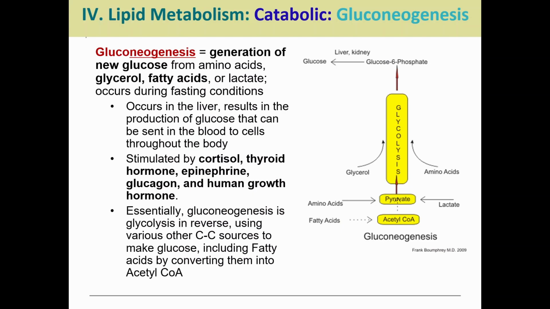Now we can also use lipids to make glucose through gluconeogenesis. We already mentioned this process a few times, but this is where we are going to use things like fatty acids, things like glycerol, to make glucose that we can use later for glycolysis. Again, it's basically just the process backwards. Take the fatty acids, convert them to acetyl-CoA, and instead of going into the Krebs cycle, you're going to go backwards up through glycolysis.